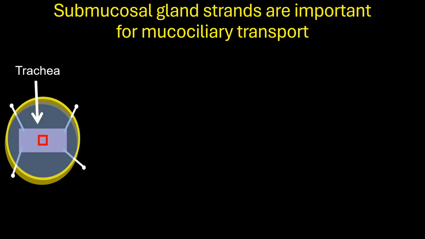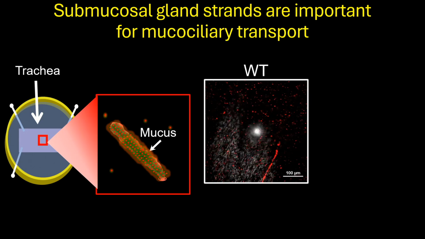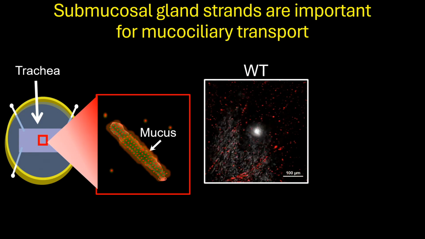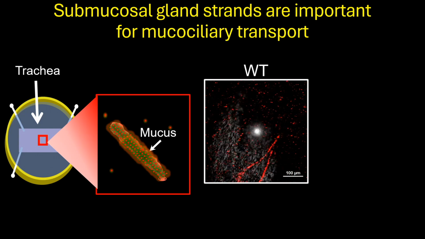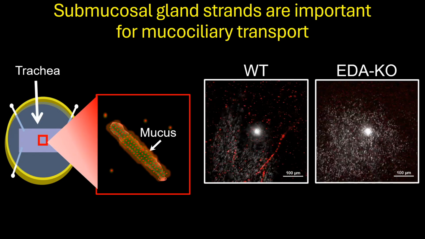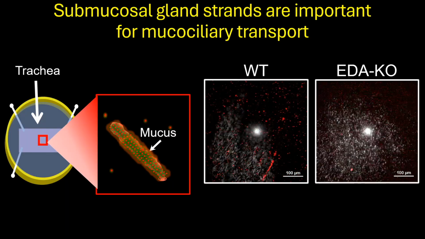Mucus strand formation was assessed using an ex vivo method where the trachea was opened and pinned flat so the luminal side was up, stimulated with methacholine to promote submucosal gland secretion, and then red fluorescent nanospheres were added to label the mucus. What I'm showing you here is a video from their manuscript where you can see in red in the wild-type pig strands moving efficiently across the surface of the airway and out of the field of view. In an EDA knockout pig that lacks submucosal glands, there is a lack of strands, as seen in this video.